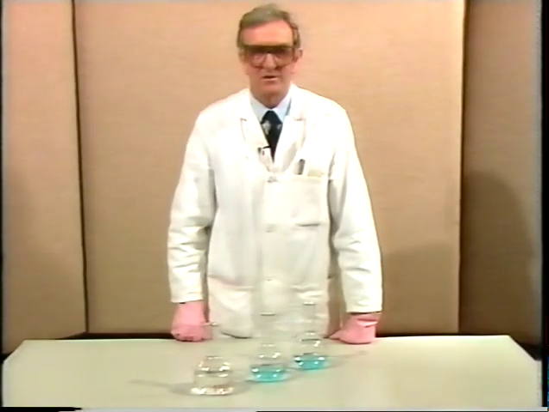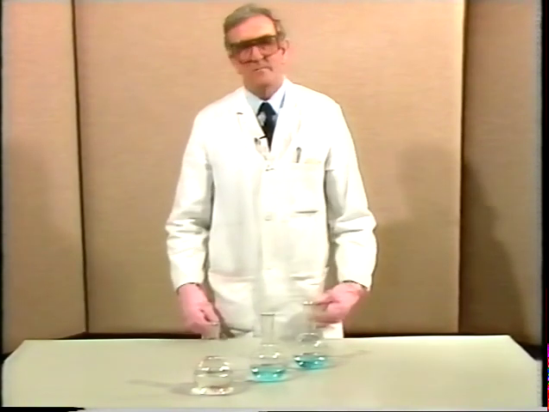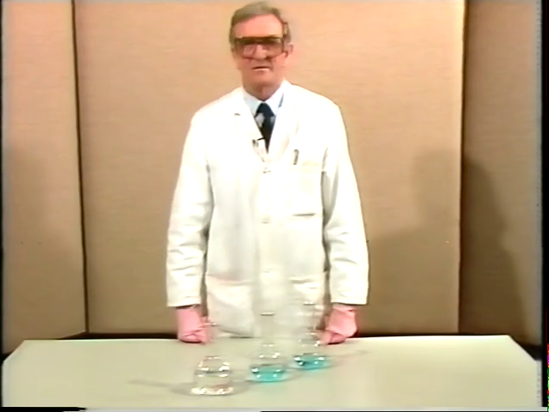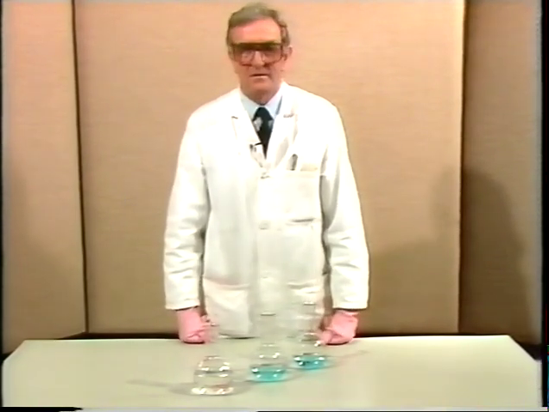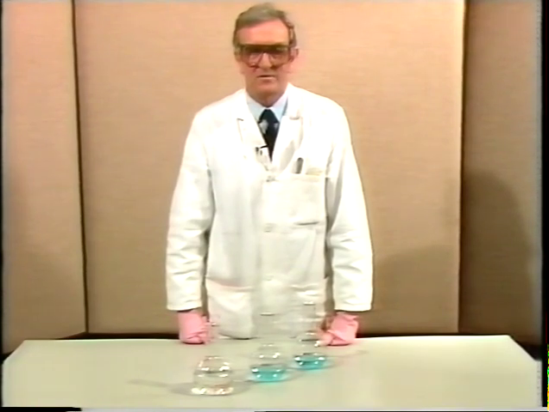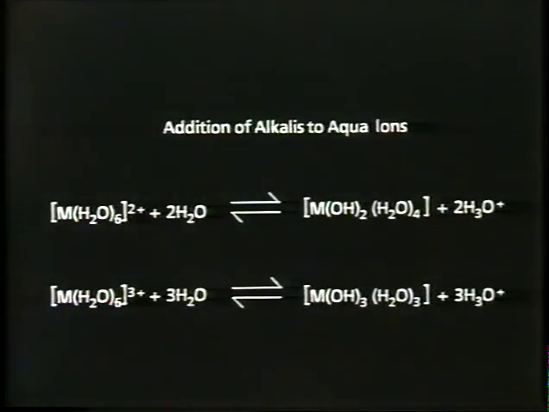Let's look now at the addition of strong alkalis to transition metal salt solutions. The addition of ammonia or sodium hydroxide, which are stronger bases than sodium carbonate, invariably results in the precipitation of transition metal hydroxides, because the first thing that they do is to remove the H3O+ ions in those equilibria that we've been looking at and push the equilibrium over to the right-hand side. So we can write the equations as shown.